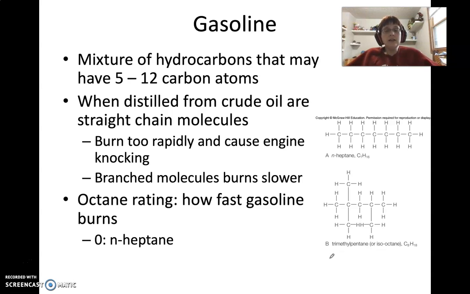An octane rating of 0 means that you have all straight chain molecules, this n-heptane. An octane rating of 100 means that you have this other guy, this isooctane, or the trimethylpentane, which is the branched version. So the closer you are to 100 as far as an octane rating, the more of a slow burn, the more of an efficient burn, and the less of an engine knock, engine damage you're going to get.